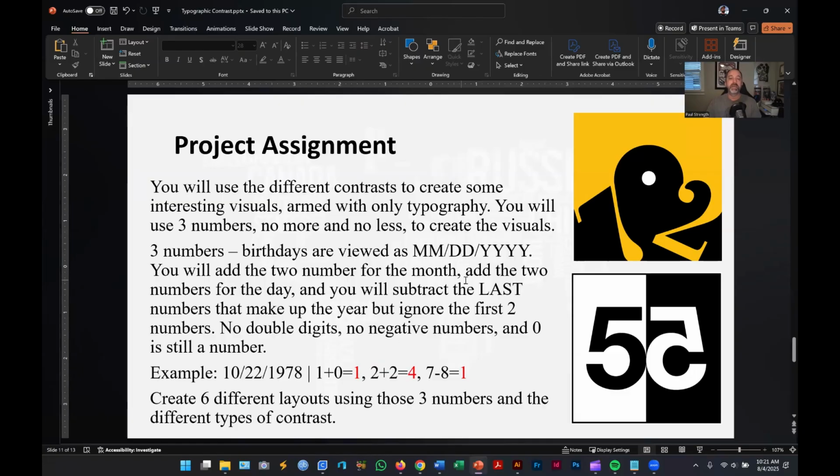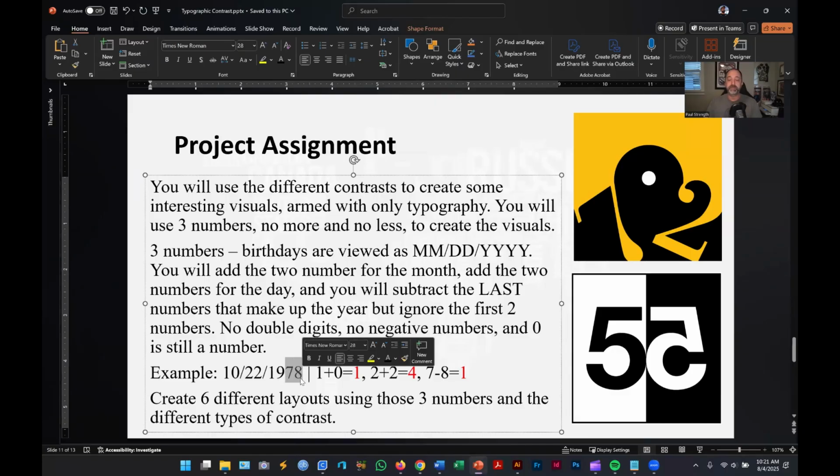Okay. Then you're going to add the 2 numbers for the day. My date is the 22nd. So 2 plus 2 is 4. So I have 1 and 4 so far. Then for the year, I don't care about the first part of the year. This part, don't care. We're going to look at the last 2 digits. All right. For a lot of you, you're going to have the same numbers, and that's okay. For me, it was 7 minus 8. So you're going to actually subtract these numbers.